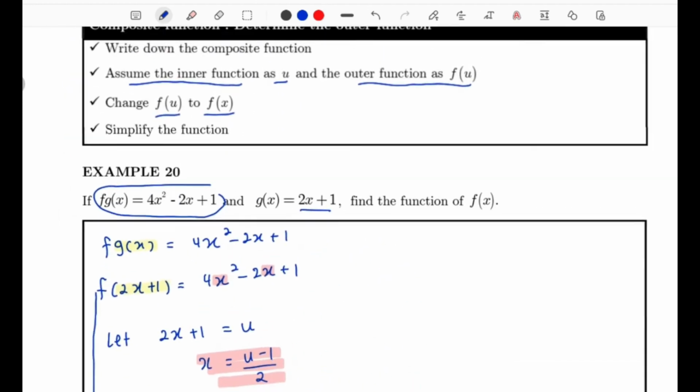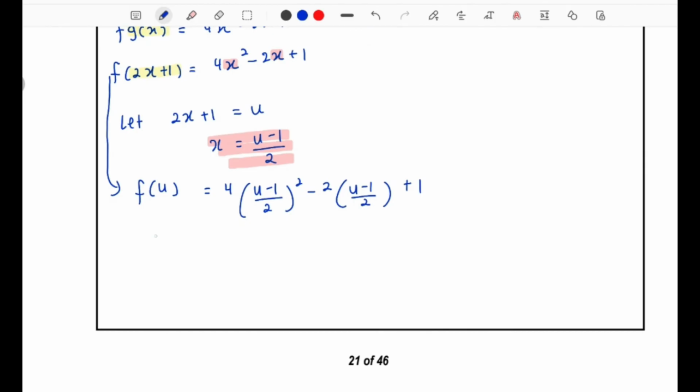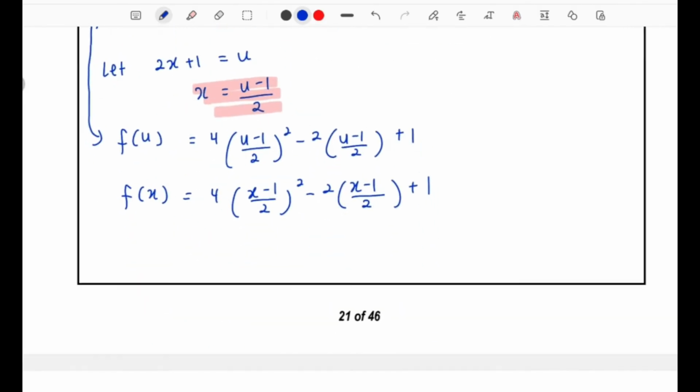Right, and then the next step is to change f(u) to f(x). Just simply change from f(u) to f(x). And we're done. I'm sorry, it's supposed to be x. Change all the u into the x. As simple as that. And then the last step is to simplify the function.